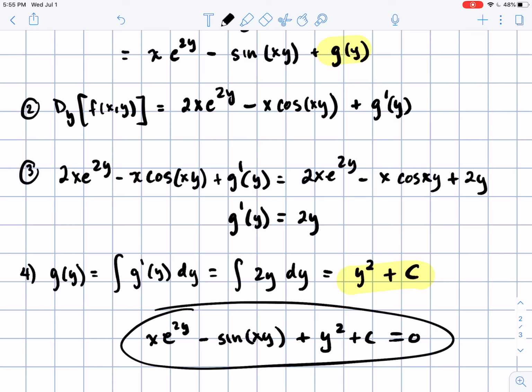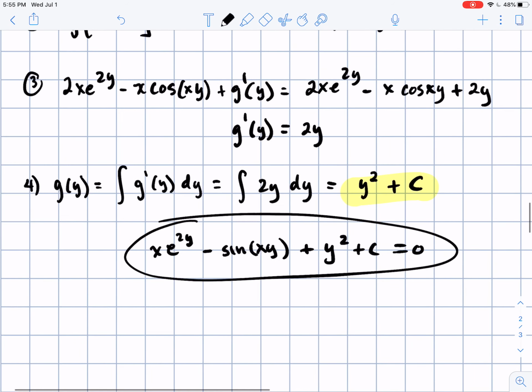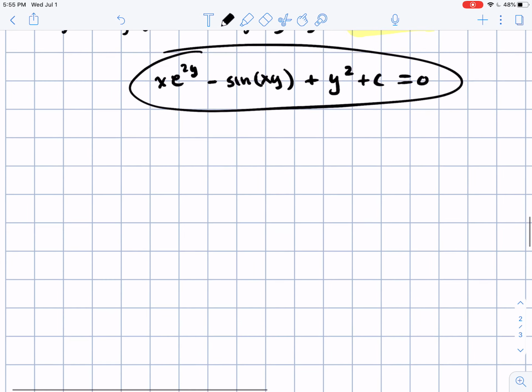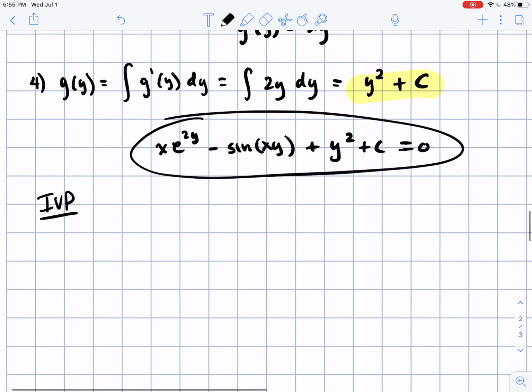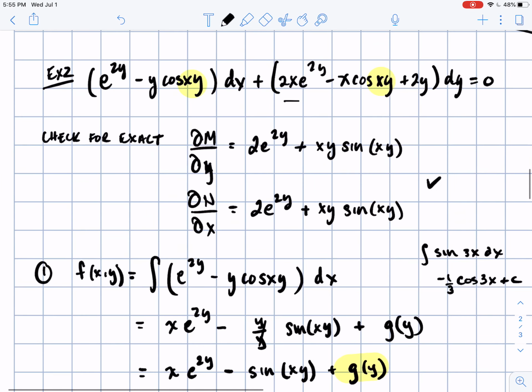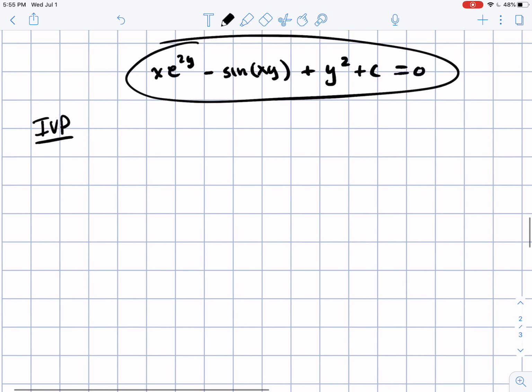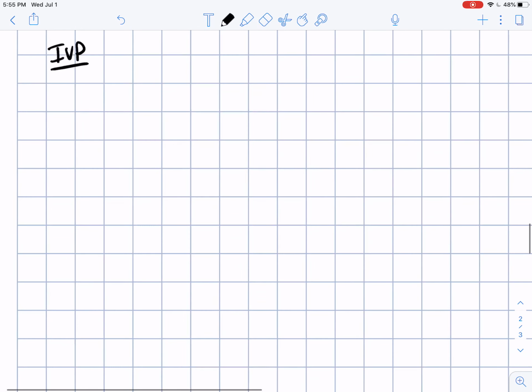All right, let's do an IVP, an initial value problem. Okay, what example are we on? What was that last one? Example 2. Okay, so here's example 3.